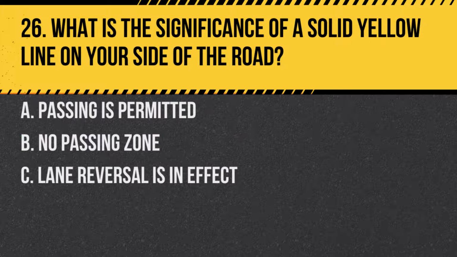Question 26. What is the significance of a solid yellow line on your side of the road? A. Passing is permitted. B. No passing zone. C. Lane reversal is in effect. Answer. B. No passing zone. A solid yellow line on your side of the road indicates a no passing zone. You should not cross the line to overtake another vehicle.